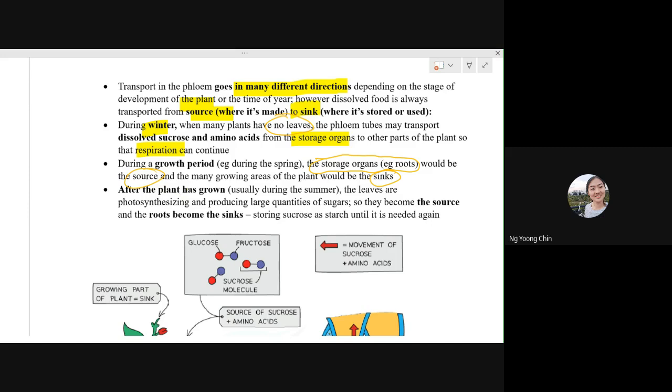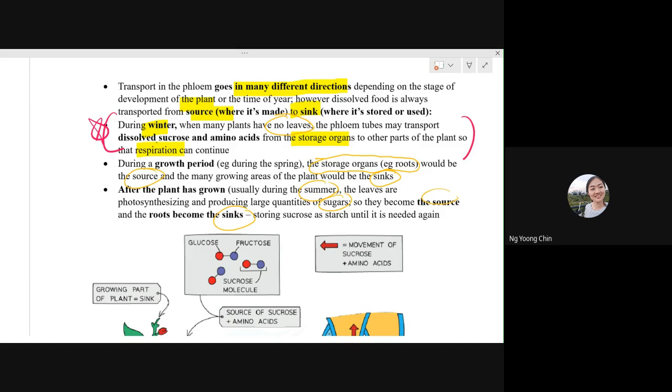After the plant has grown, the leaves will start to perform photosynthesis again, because during the summer there will be very abundant sunlight. They will be growing a lot of leaves also, so photosynthesis happens again. Now they go back to their normal stage, producing a very large quantity of sugars. The leaf becomes the source again, and the roots go back to become the sink. This is what the exam will ask for this aspect.